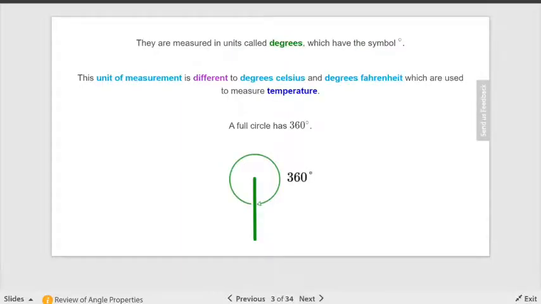So angles are measured in units which are called degrees, which has that little symbol that's the same as the symbol for temperature. You've probably seen that before, the little circle. Now, remember, we're not talking about degrees temperature. We're talking about degrees for measurement. And the degrees for measurement come from the idea of a circle.